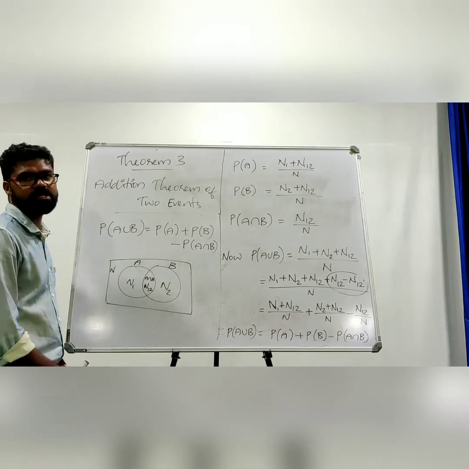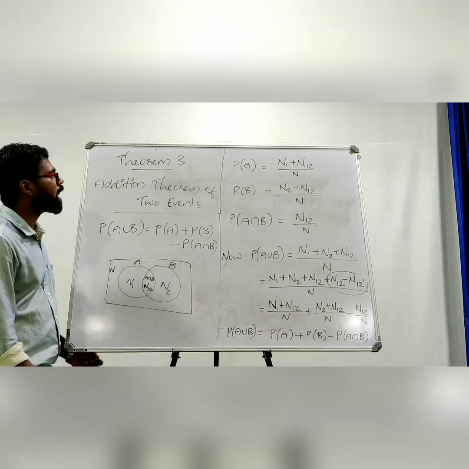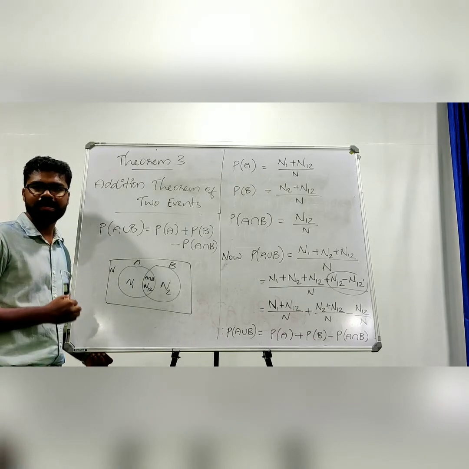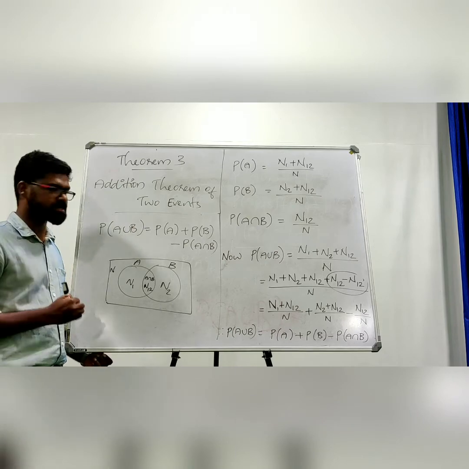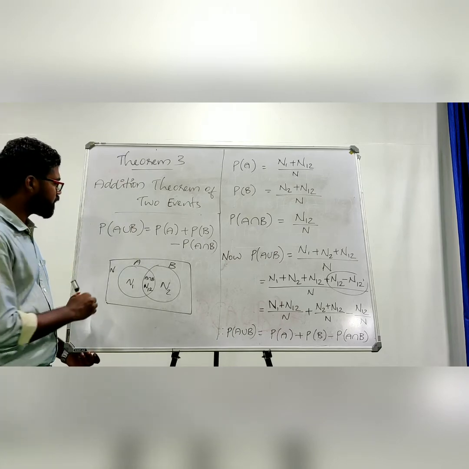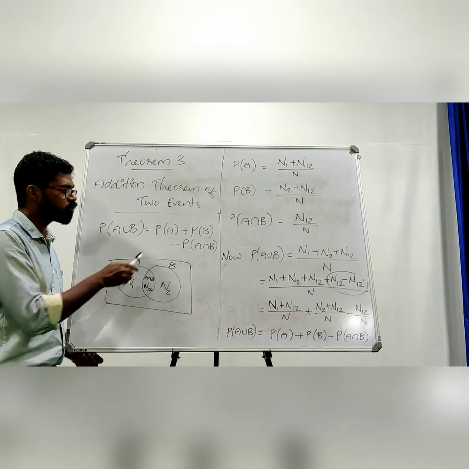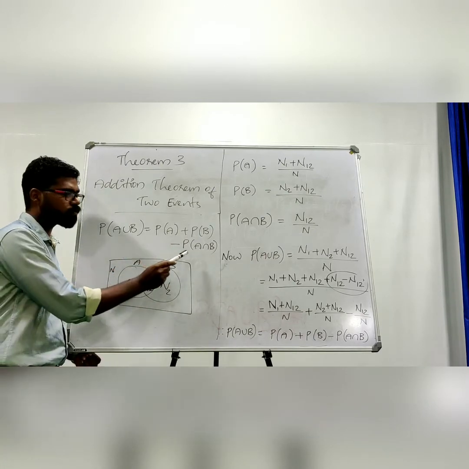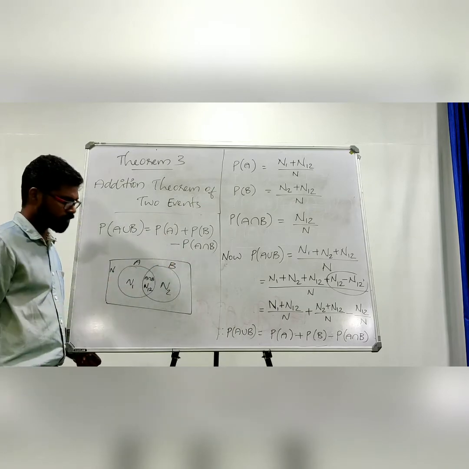Okay, and now we are discussing theorem 3, that is the addition theorem of two events. Let two events be A and B of sample space S. So by our theorem, probability of A union B is equal to probability of A plus probability of B minus probability of A intersection B.